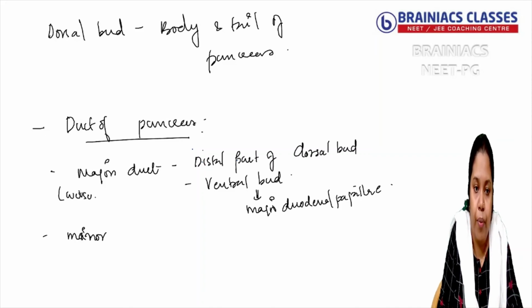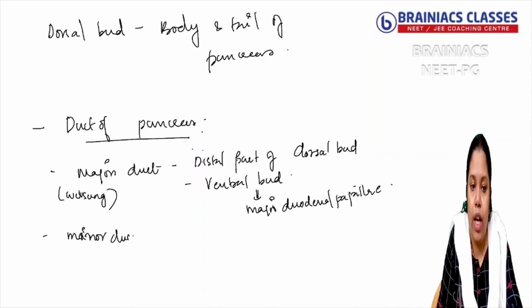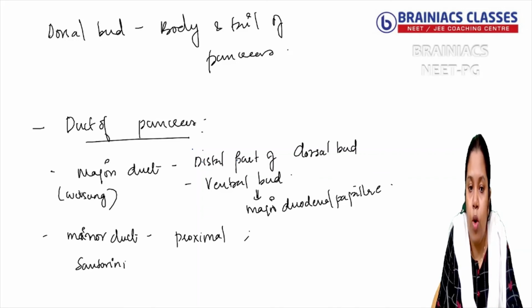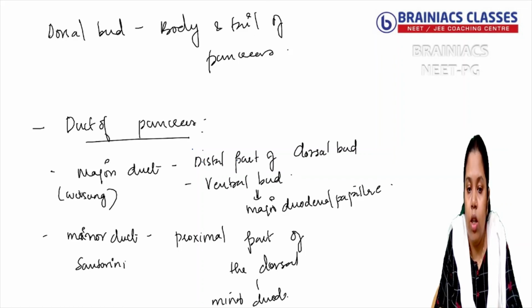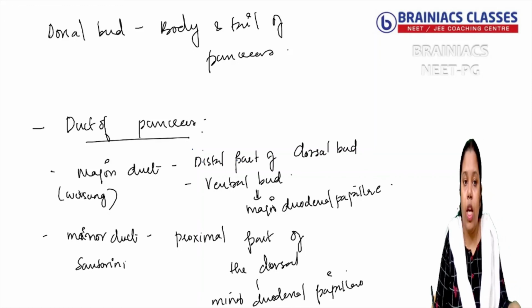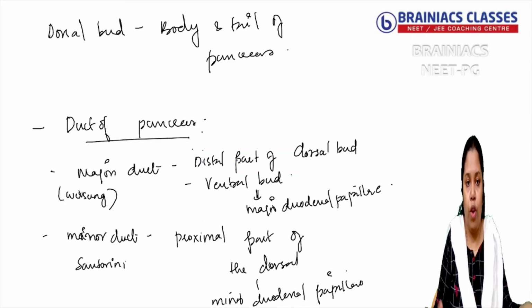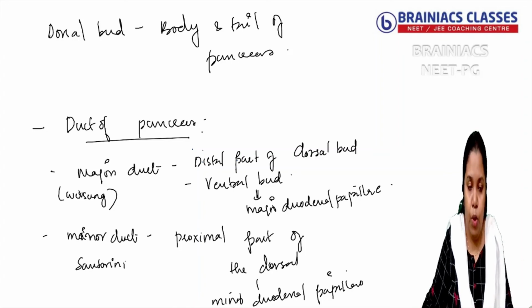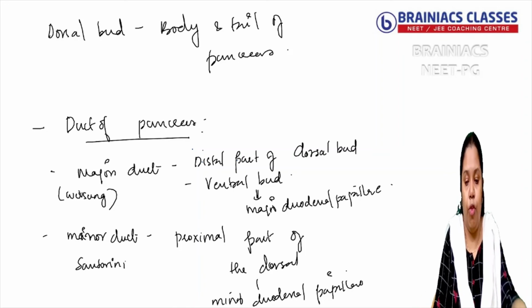The minor duct of the pancreas is the duct of Santorini. It drains the proximal part of the dorsal bud and drains into the minor duodenal papilla. So this is about the ducts of the pancreas, and I told you from where the pancreas develops.